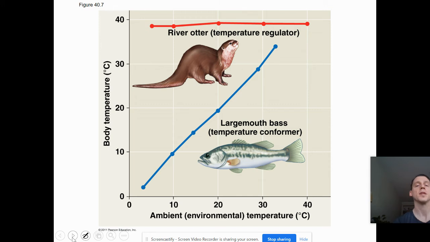Here we have two different organisms. We have a river otter and we have a bass. So notice the river otter, as the ambient temperature increases, the river otter stays at the same temperature because it is a regulator. It regulates its own temperature. The bass, though, can go from very cold to very warm. Its body temperature is going to fluctuate wildly. Warm-blooded organisms, endotherms, would never be able to do that.